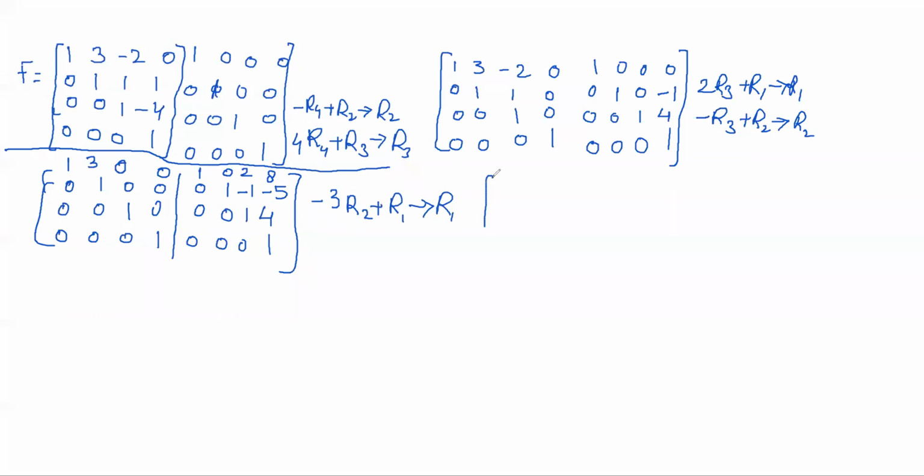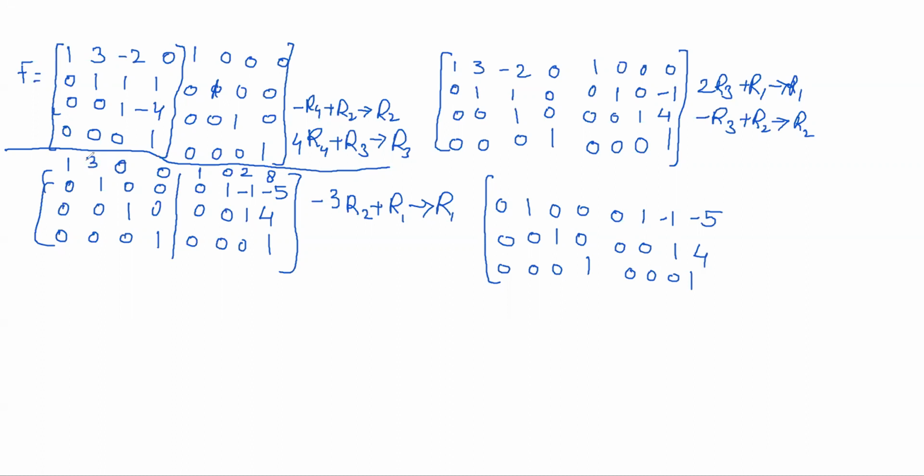So in this case, again, these 3 rows will remain the same: the second, third, and fourth. So 0, 1, 0, 0. It will be 0, 0, 1, 0, and then 0, 0, 0, 1. And then corresponding values 0, 1, -1, -5. And then 0, 0, 1, 4. It will be 0, 0, 0, 1. And the first row will change.